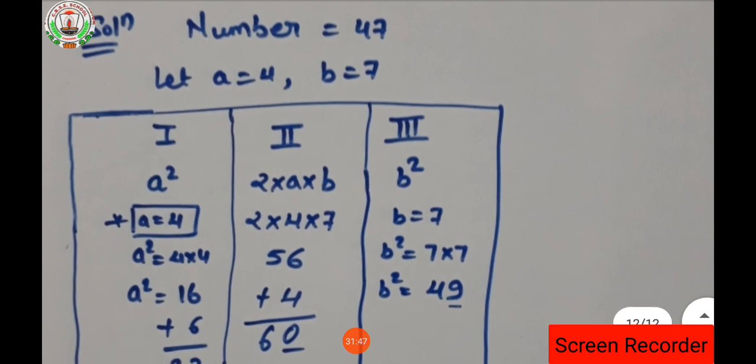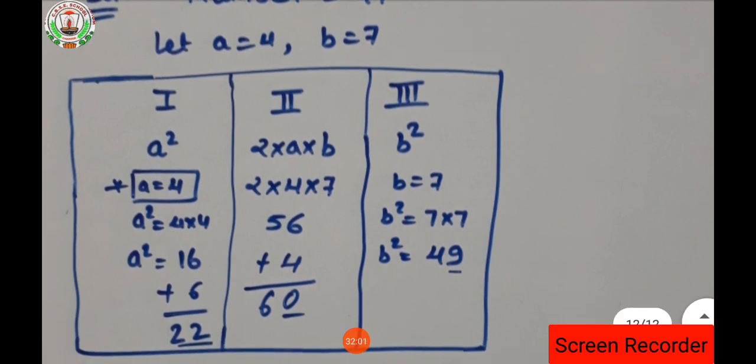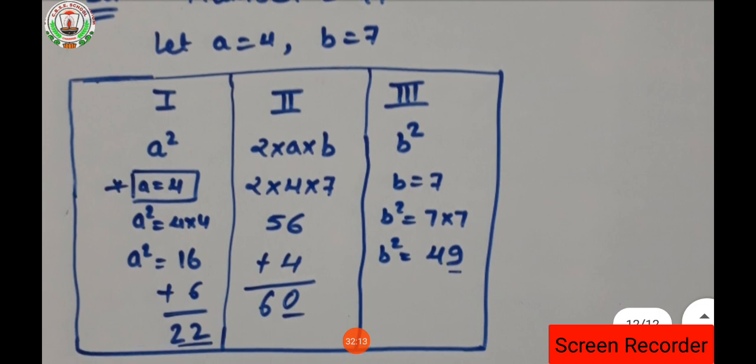Now look at this method. For this column method, what you have to do? You have to first consider A as 4 and B as 7. You have to make the 3 columns 1, 2 and 3. So the first column is A square, the second column is A into 2 into B, that means 2AB, and the third column is B square.